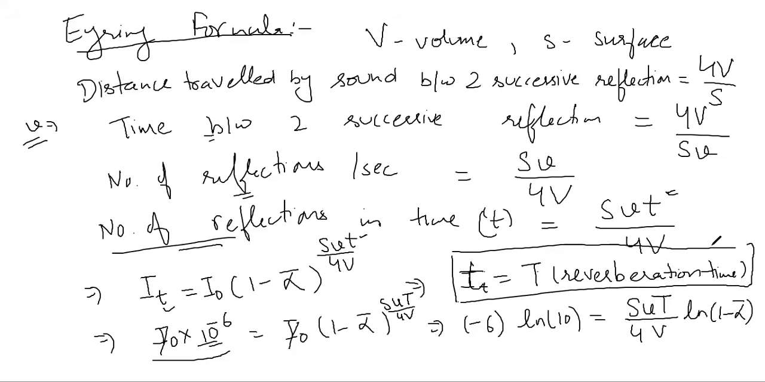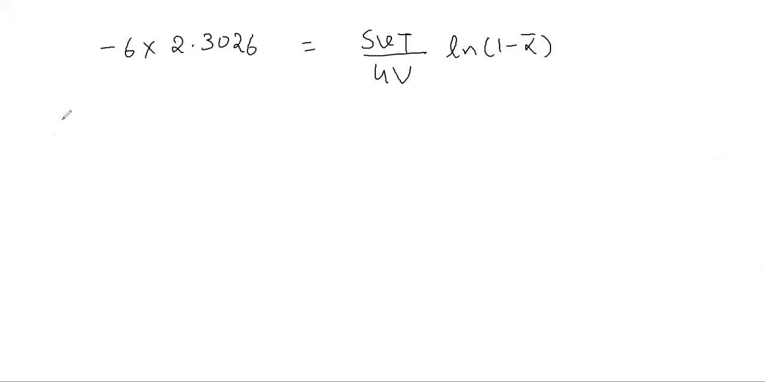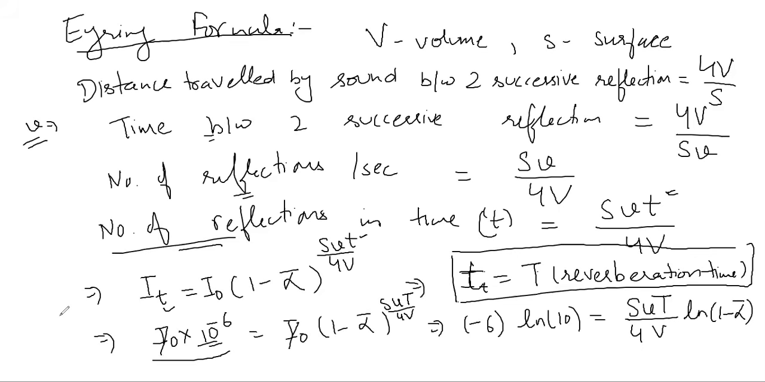Okay ma'am. Ayush. Ma'am, I want to ask why you replaced n in the previous slide? Can you go to the previous slide? Like here, 1 minus alpha bar raised to power n, n is replaced by S surface area velocity time upon 4V. Because this is your number of reflections, right?